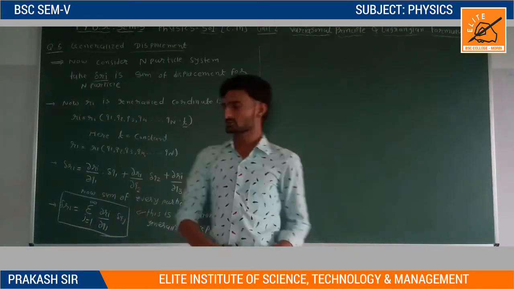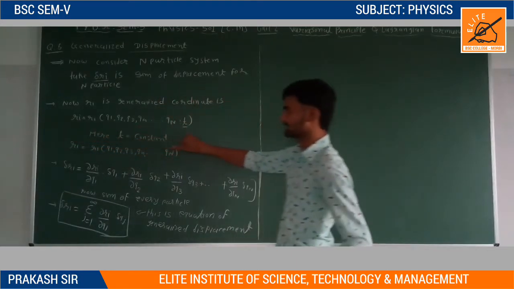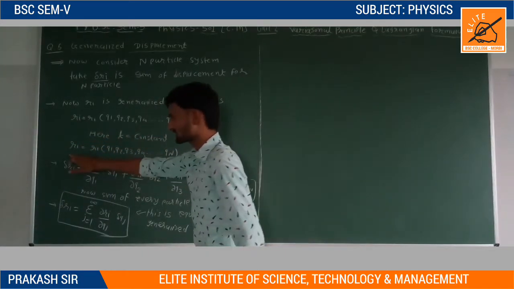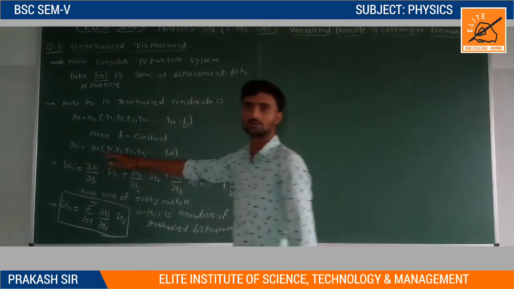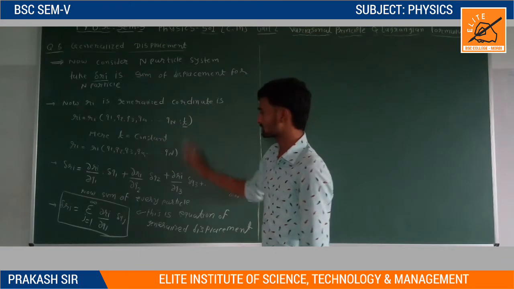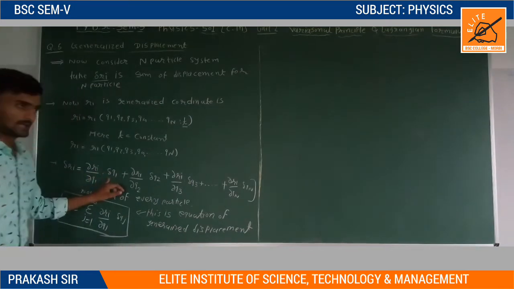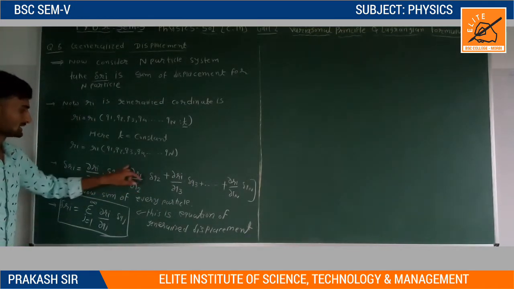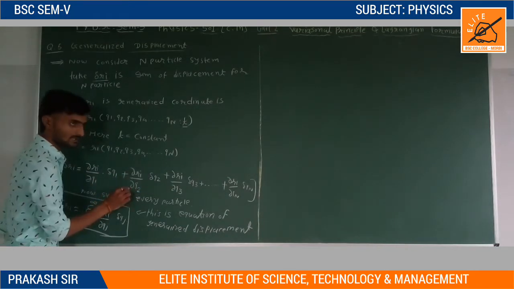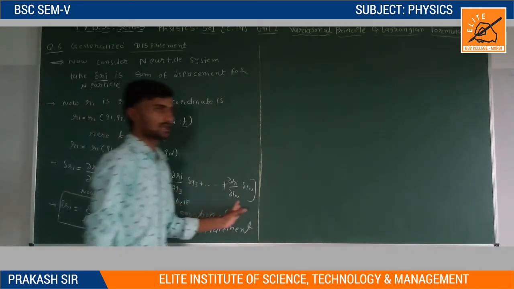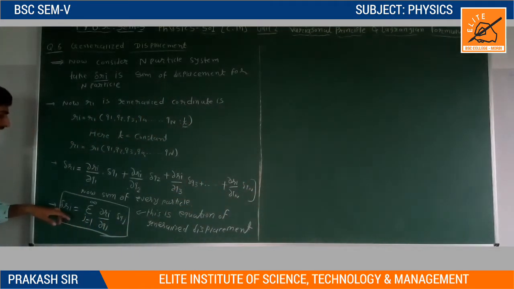So first take the generalized coordinate. T is a constant, so T is removed. The generalized coordinate is Ri equal to Ri of Q1, Q2 up to Qn. So del Ri is the sum over every particle: del Ri by del Q1 into delta Q1, del Ri by del Q2 into delta Q2, and so on. So del Ri is equal to the sum from j equals 1 to n of del Ri with respect to del Qj into delta Qj.